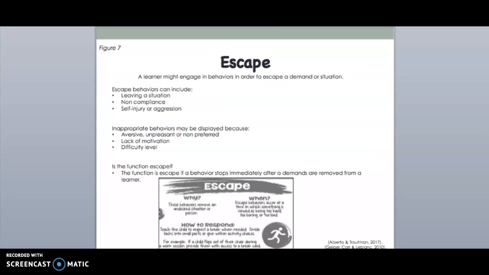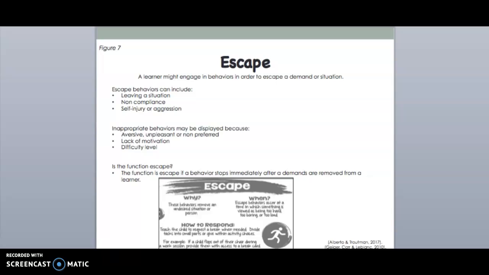A learner might engage in behaviors in order to escape a demand or situation. This can include a task or a social situation. Having the ability to leave something will increase the future rate of the learner engaging in that behavior again. Examples of escape behaviors can include leaving a situation, non-compliance such as not responding, self-injury, and aggression towards others.